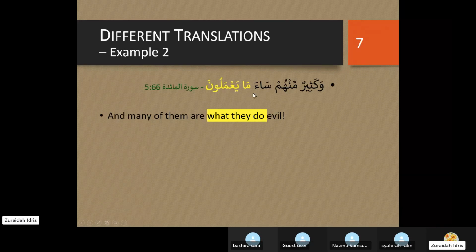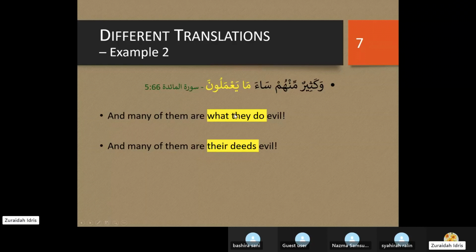Sa'a is nasab. So, sa'a ma ya'amaluna, what they do, evil. And many of them are what they do, evil. That's how I would translate it. I'm taking this like something like a maf'ul bihi. But sa'a itself is a special word. So this one maybe later we can do. I'm not sure whether we can do it in Surah Yasin, but sa'a itself is a special word. It's like big sa. It's one of those words that have a special rule on its own.